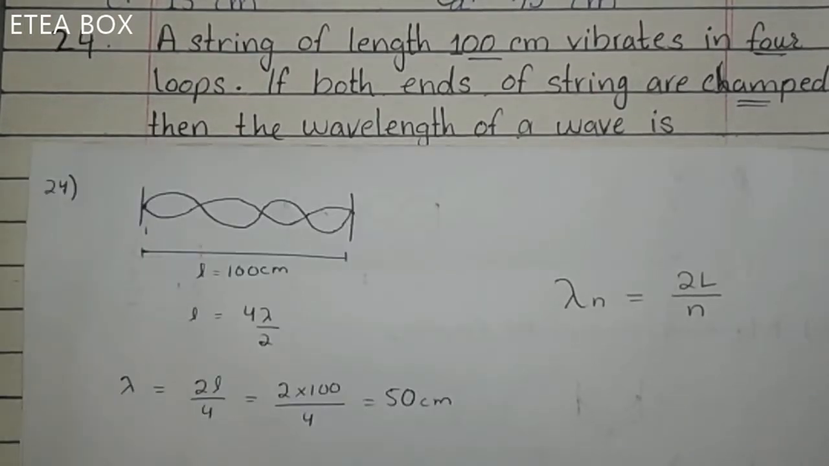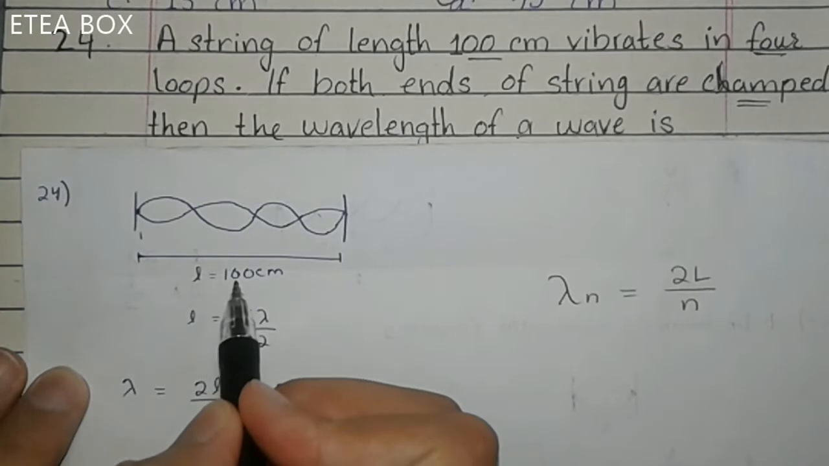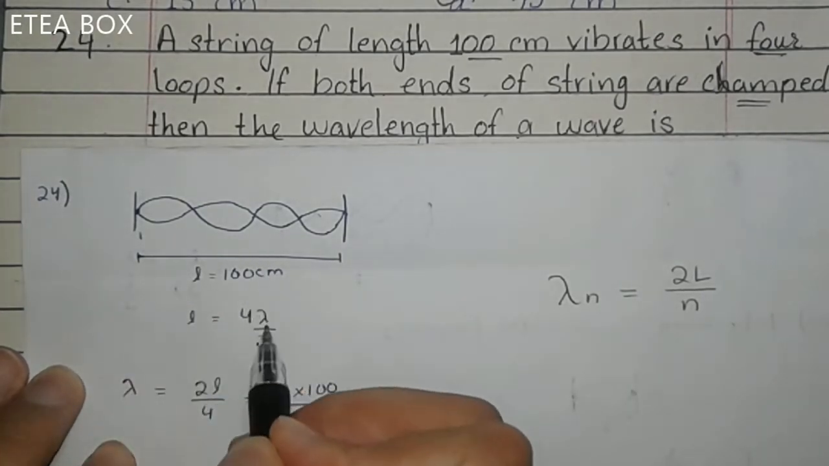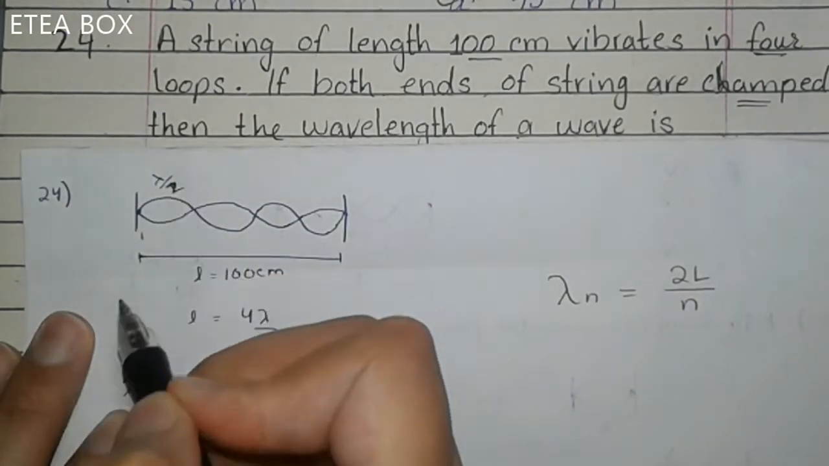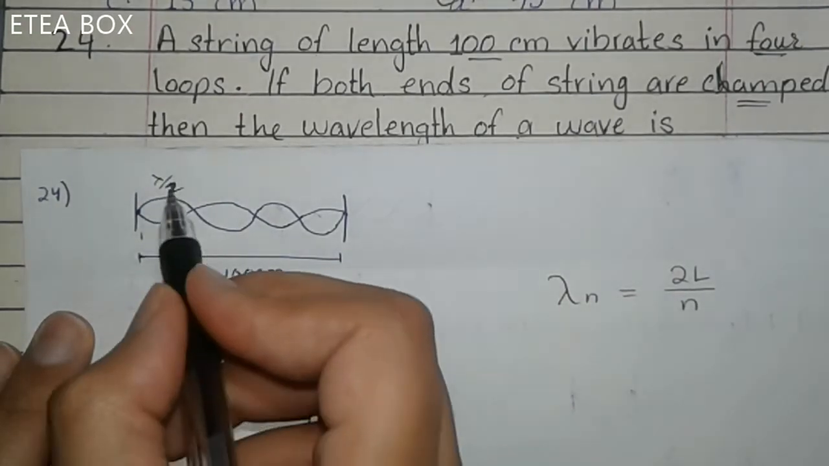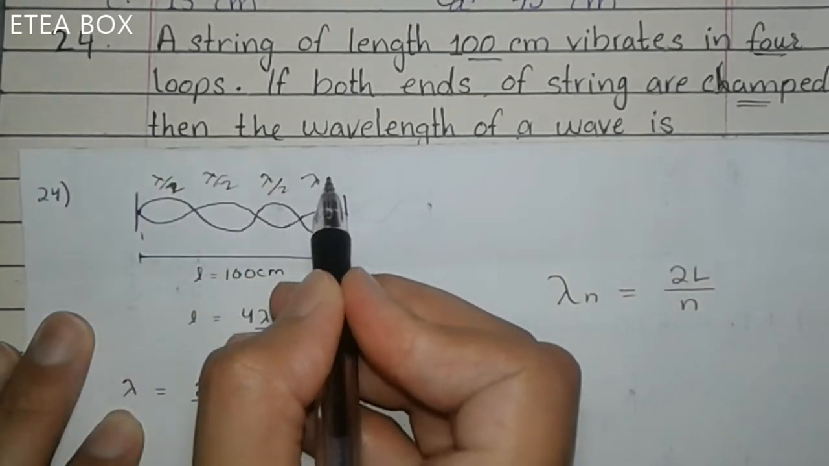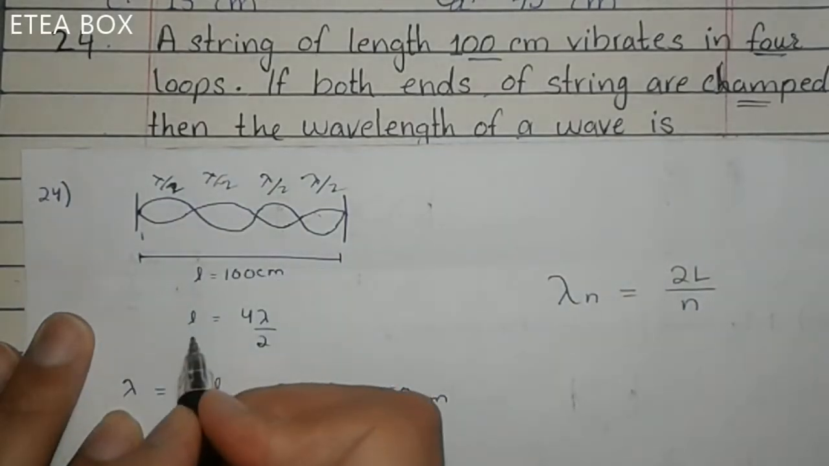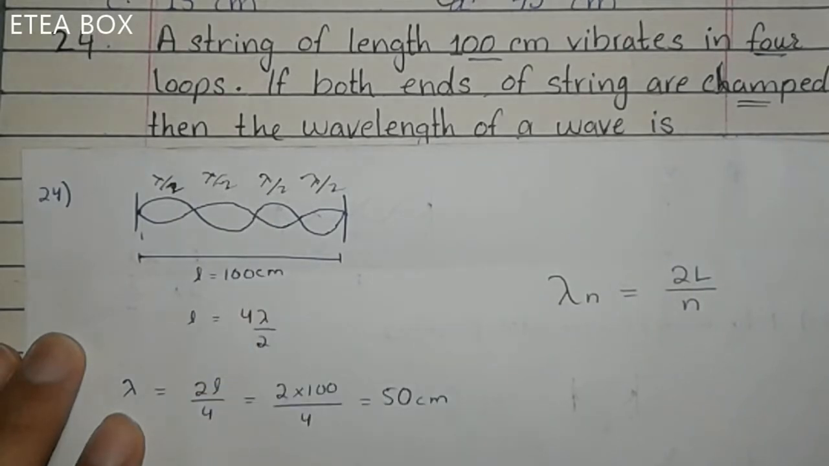Now let me give you the visual concept. What does this MCQ mean? It means that here are the 4 loops, and the length is equal to 100 cm. And we also know that in terms of lambda, what is the length? Look, this one is lambda by 2. I have told you that in case of stationary waves, take lambda by 2. This one is lambda by 2, this one is lambda by 2, and this one is lambda by 2. So here it will make 4 lambda by 2. Now the length is also equal to 4 lambda by 2. 1, 2, 3, 4, 4 lambda by 2.